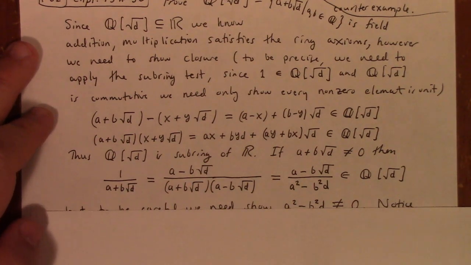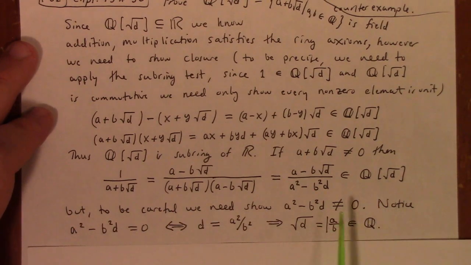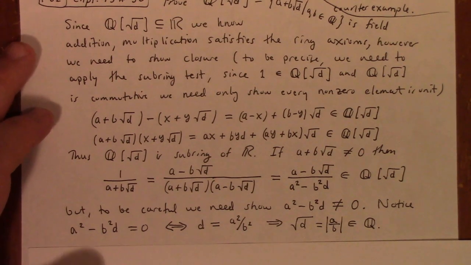However, not so fast, flag on the play. How do I know that this is non-zero? Well, I need that to be non-zero, but notice that it being 0 is equivalent to d being the quotient of a squared over b squared. And so if I take the square root of this, it gives me the square root of d is the absolute value of a over b, which would be a rational number, and that would contradict the assumption that d is square free. So now I'm being a little bit glib here.